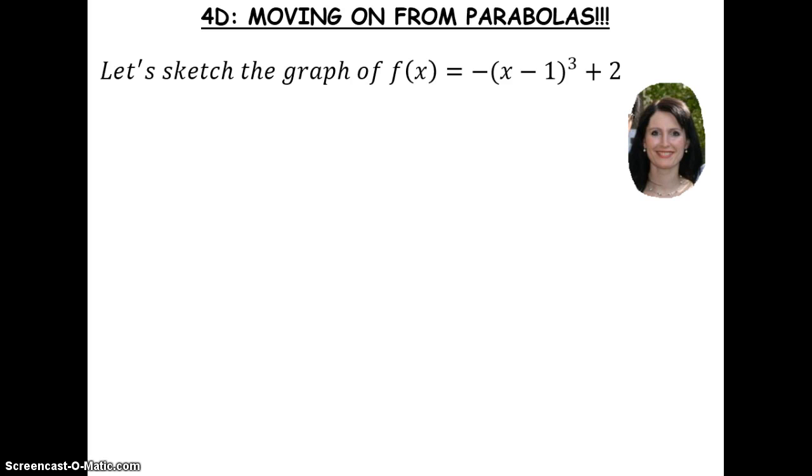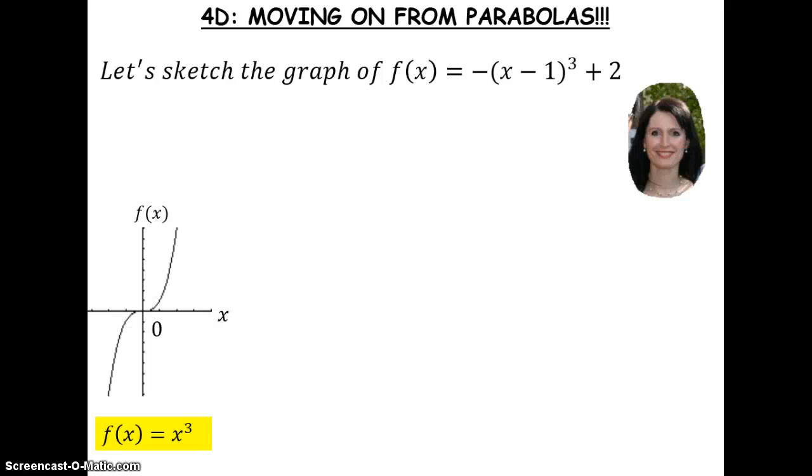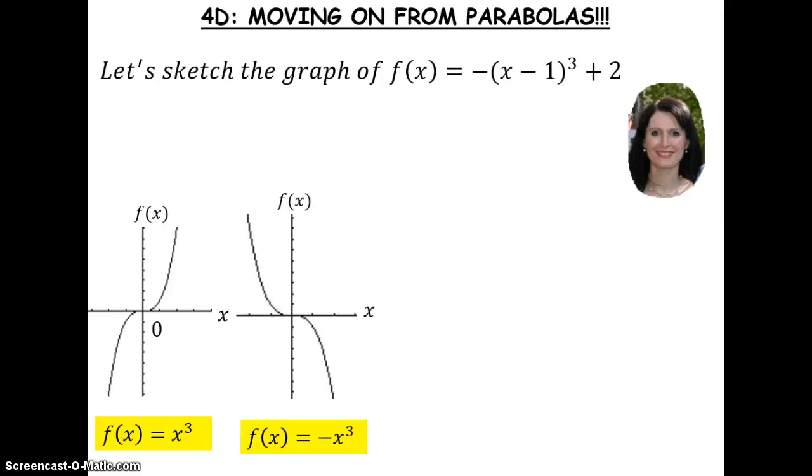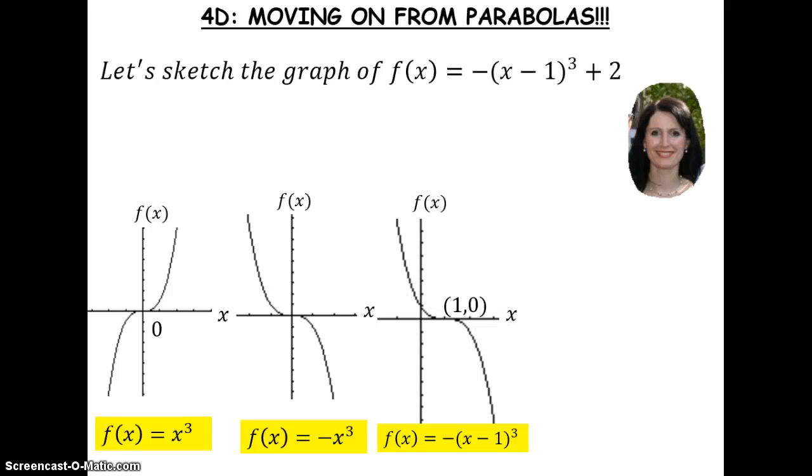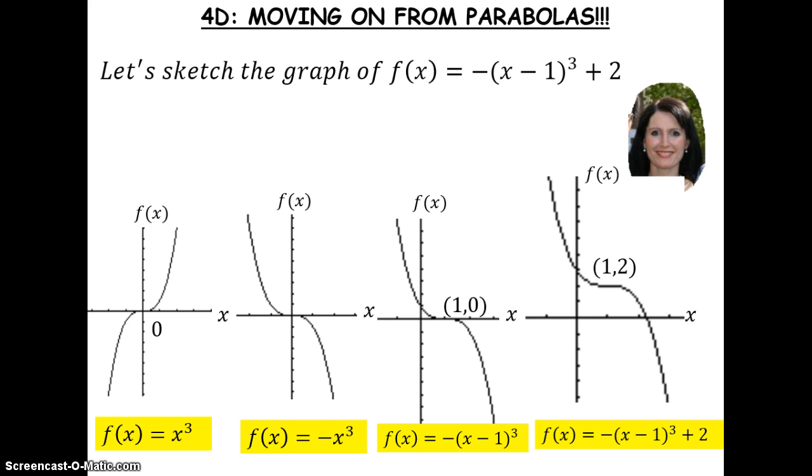Let's do another one. This time we're going to sketch f(x) = -(x - 1)³ + 2. Once again, let's think of the basic graph of x³. There it is there. Negative x³ means we reflect it. There it is. Here we have -(x - 1)³. So we move across to the right 1 unit. Finally, we have -(x - 1)³ + 2. So now we've just gone up 2. And there it is.